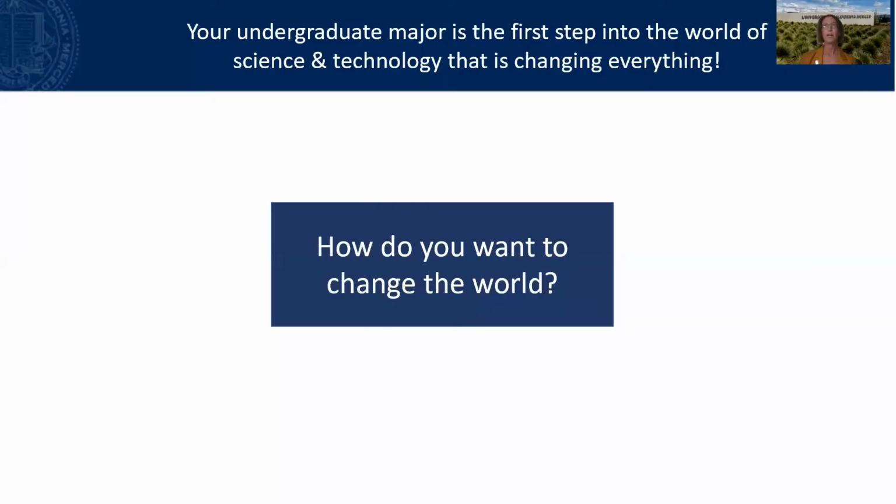So the neat thing about natural sciences is that it's really the first step to doing anything that you can do to change the world through science and technology. So the question isn't really, what do you want to do with your major? It's really, how do you want to change the world? And what do you want to do? What kinds of things do you want to accomplish to do that?